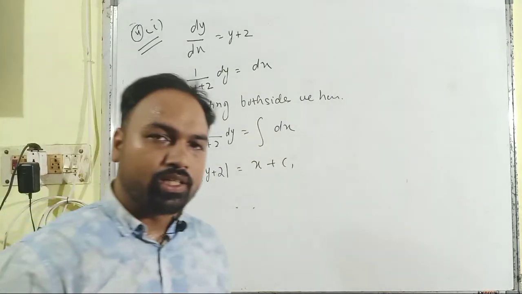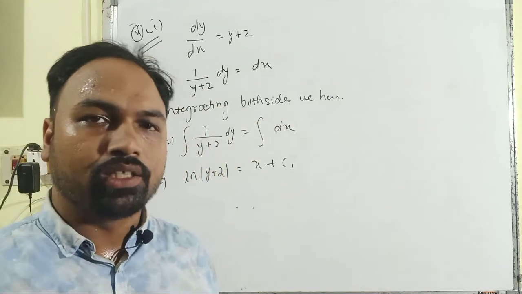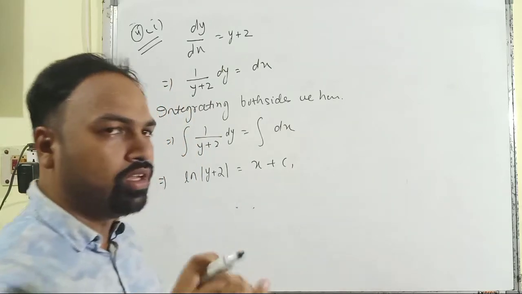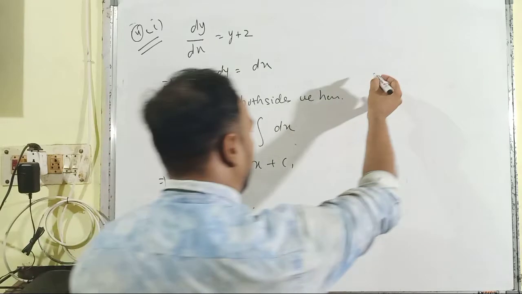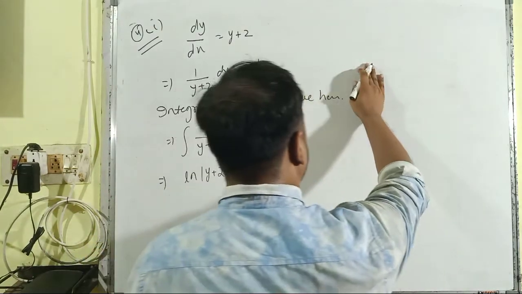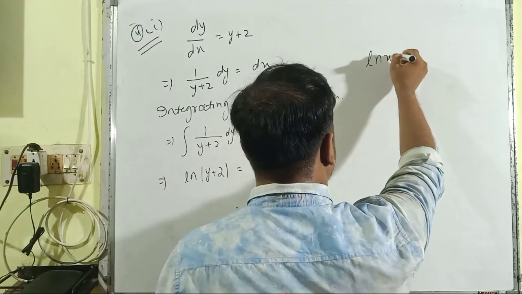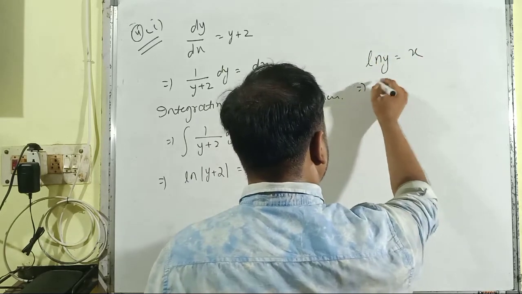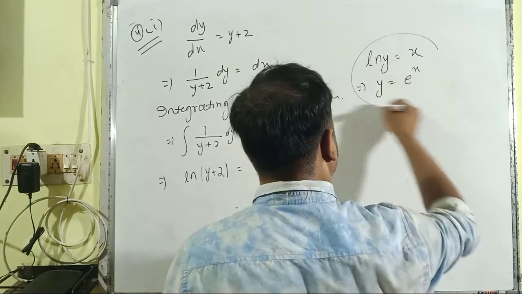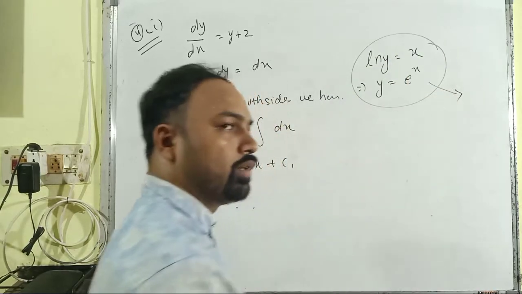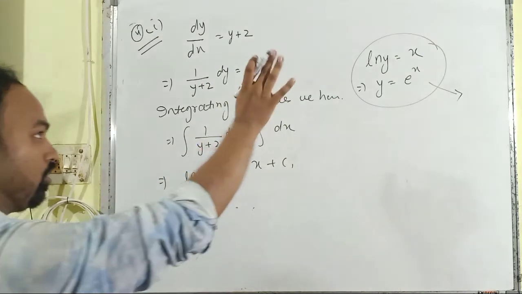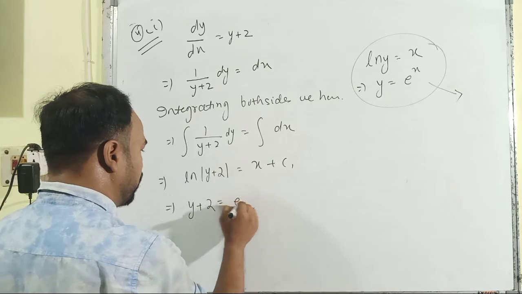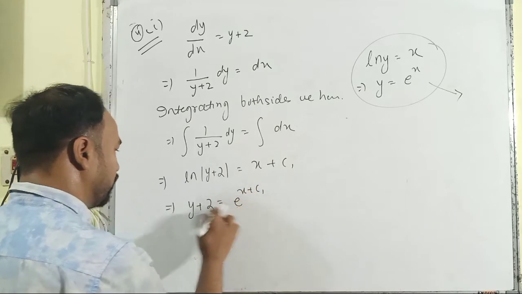Because c is a constant, c1 is a constant, minus c is a constant, c square is a constant, you can take any of the terms according to the problem. Then one of the fundamental properties in the logarithmic chapter is that if ln y is equal to x, then the value of y will be e to the power x. We have already studied this in the logarithmic chapter. So by using this property, we can find y plus 2 is equal to e to the power x plus c1.